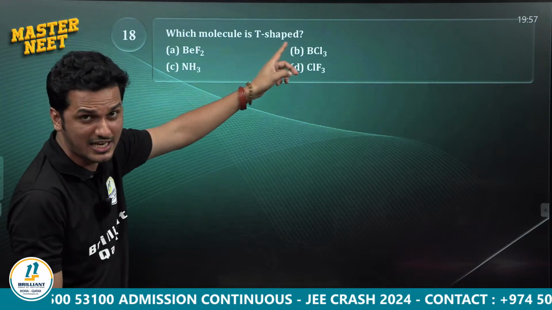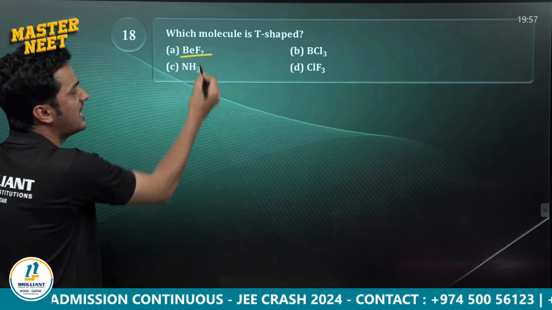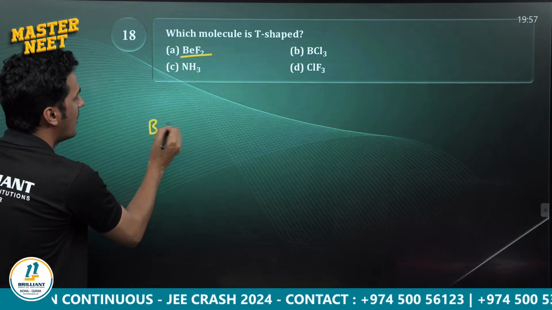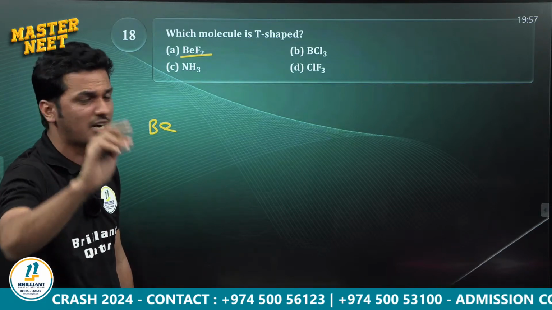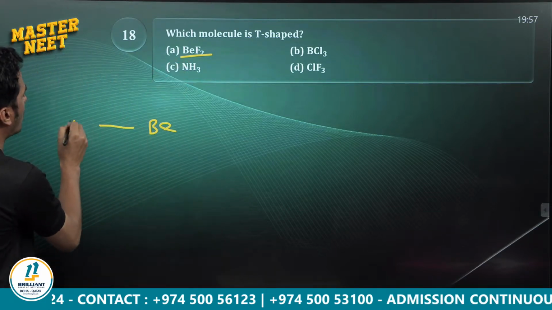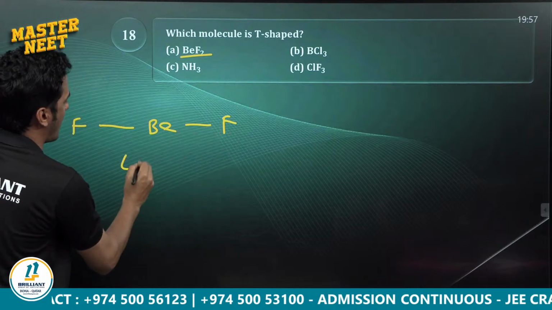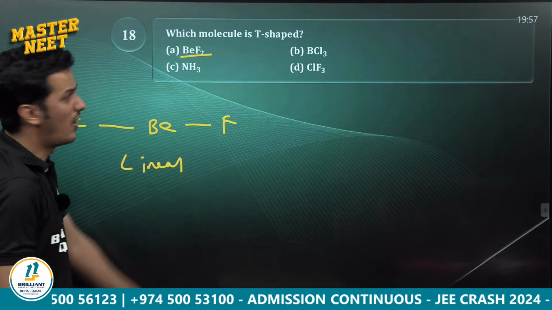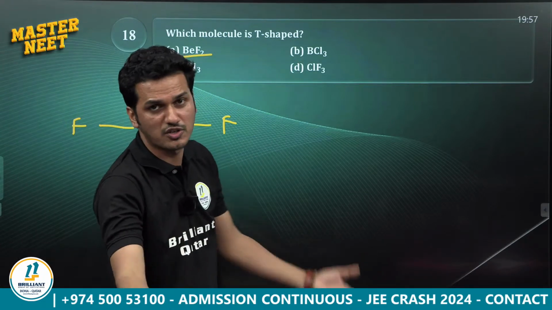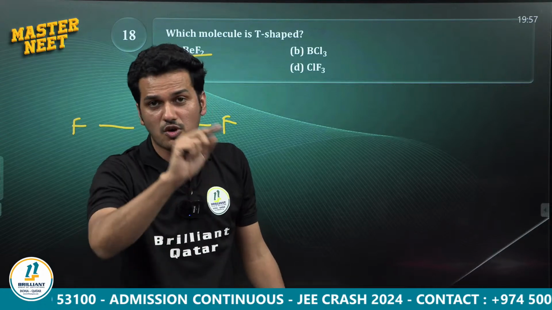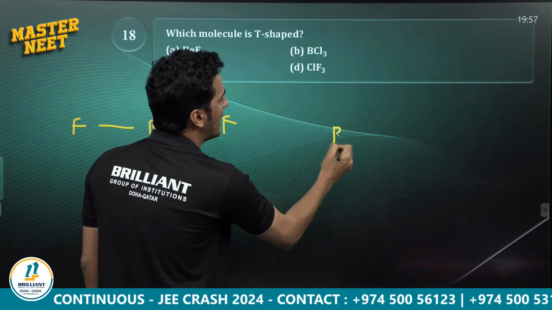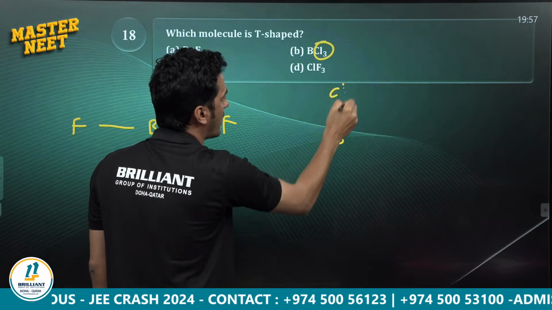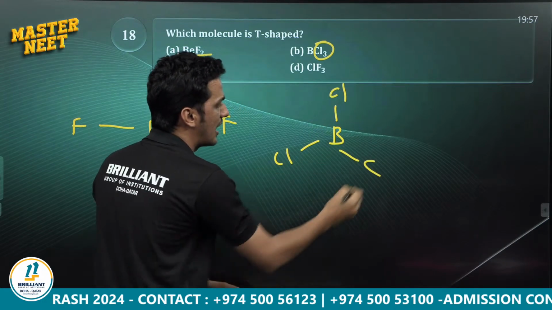Which molecule is T-shaped, guys? So here, what about BeF2? Beryllium fluoride. Beryllium atomic number is 4. Around it 2 electrons are there. Those 2 electrons bond with the fluorine, it is linear. What about BCl3? Boron atomic number is 5. Its electronic configuration is 2, 3. 3 is the valence electron. Those entire 3 electrons are used by the 3 chlorines. Trigonal planar.